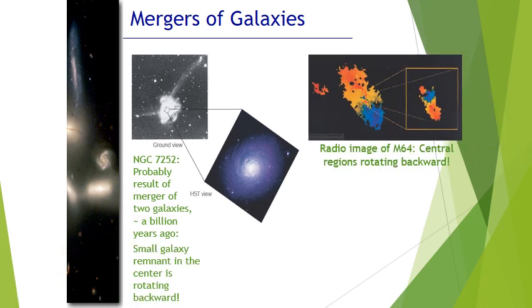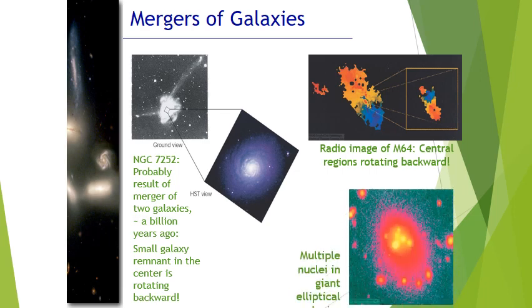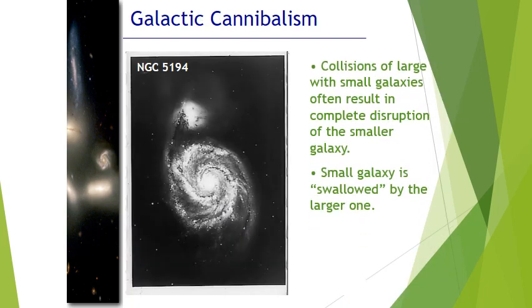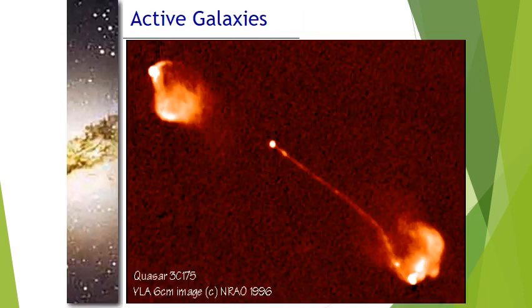And there's a whole pull out here, a two-page spread on pages 410 and 411 of your textbook, which discusses concepts like mergers of galaxies and even galactic cannibalism. Okay, the remaining material comes mostly from chapter 18, and it has to do with active galaxies.